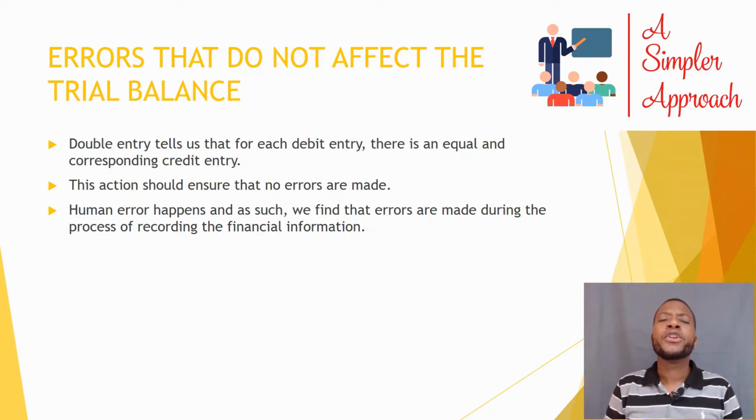Now, we know that humans tend to make errors. As a result of human error, you find that in the process of double entry, sometimes things don't go the way they are supposed to. Because of that, you find that errors are made. But in the whole scheme of things, there are two types of errors.